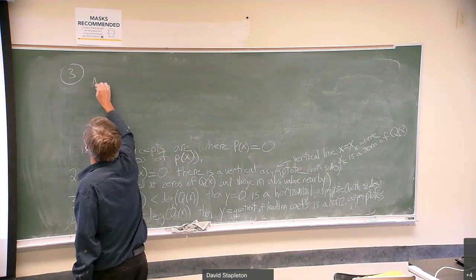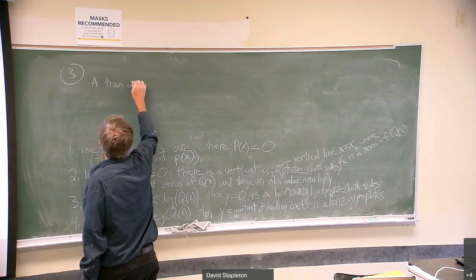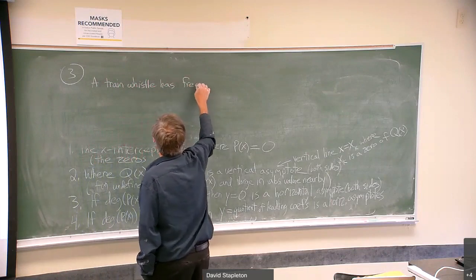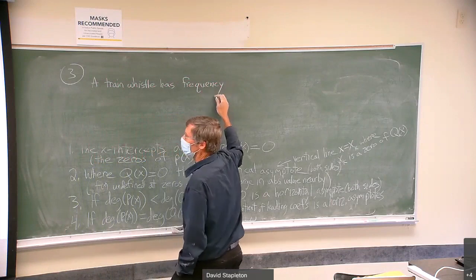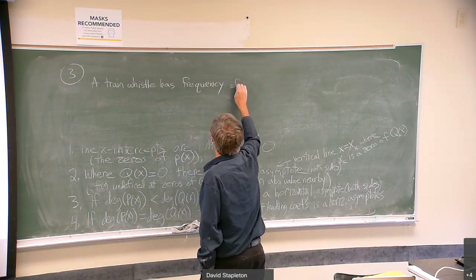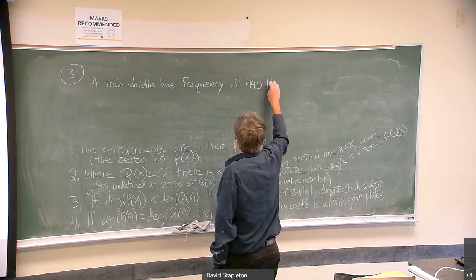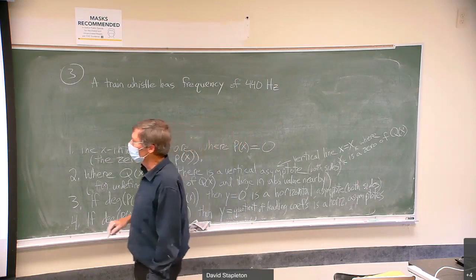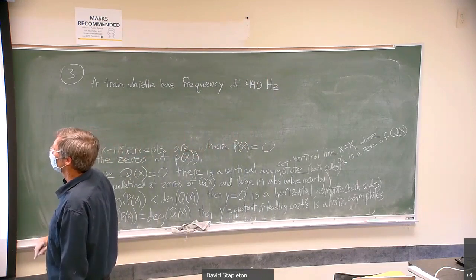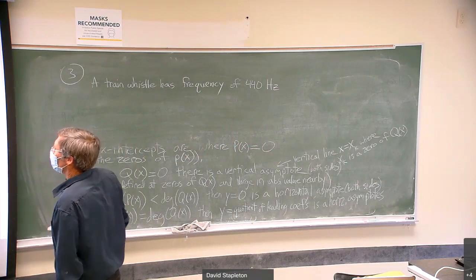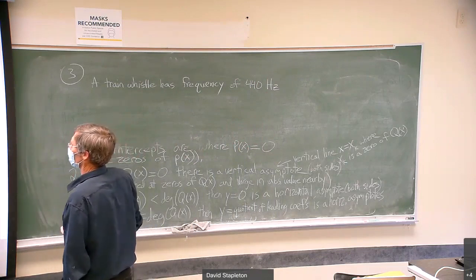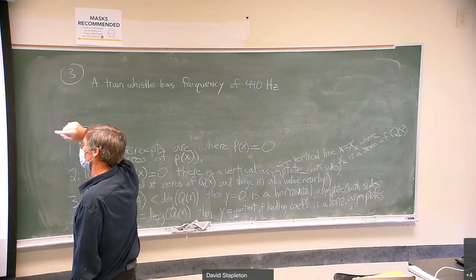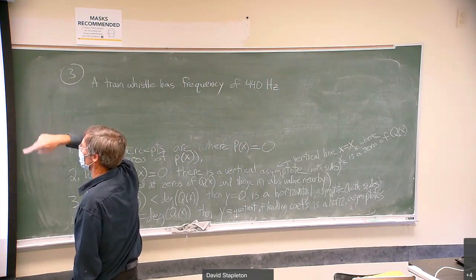Suppose a train whistle has a frequency of 440 hertz. This means cycles per second. The air vibrates 440 times per second. Is that amazing? Your ear can detect that. This is the A note below middle C. Middle C is right in the middle of the piano, right? If you took piano lessons. And then the A note is just 2 white keys below that.